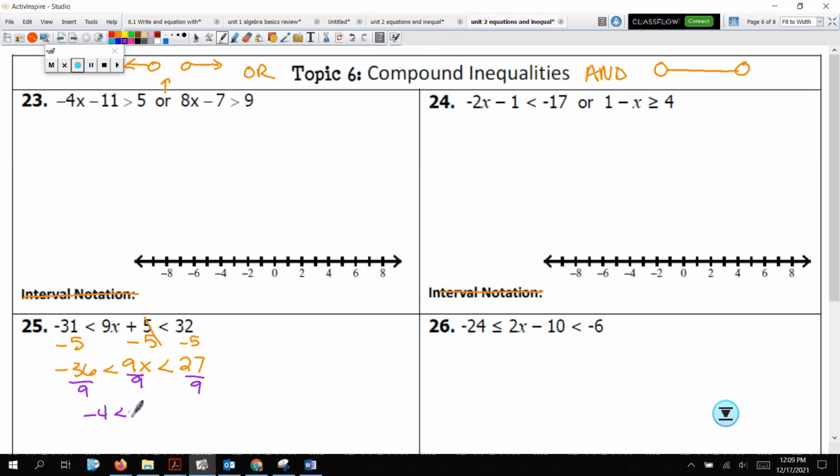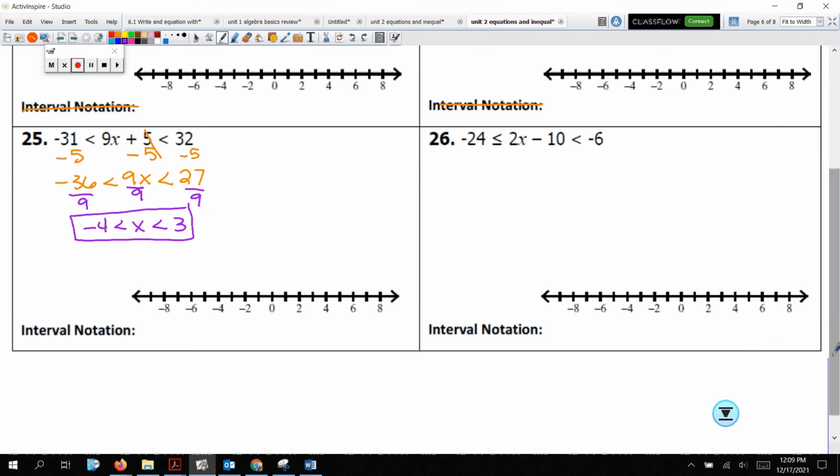Negative 4 is less than or equal to x, which is less than or equal to, oh, it's not equal to, silly goose, it's just less than. But I need to graph that. When I graph that, it's going to be an open circle at 4, because it's less than, and it's an open circle at 3, and then we just connect the circles. Done. Again, do not worry about interval notation. Okay, so 25 and 26 are both ands.